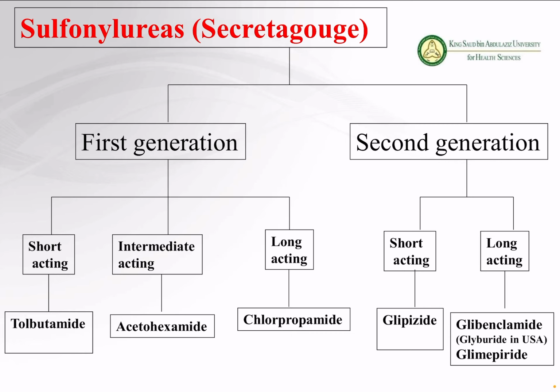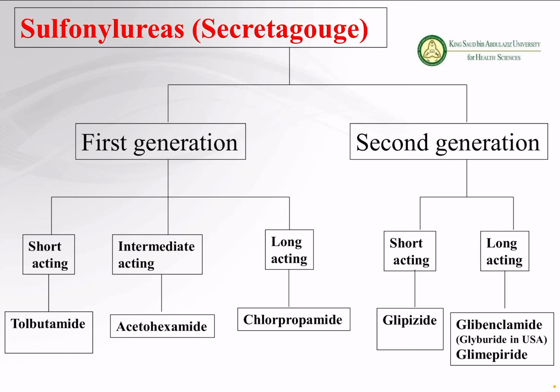So this sulfonylurea is also a secretagogue, and then we have two generations, first and second. In the first generation we have short acting, intermediate acting, and long acting drugs, depending on the duration of action. An example of short acting is tolbutamide, intermediate acting is acetohexamide, and long acting is chlorpropamide. Then we have the second generation, short acting and long acting.